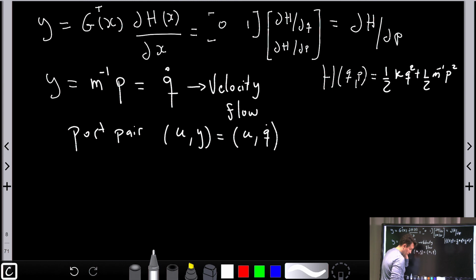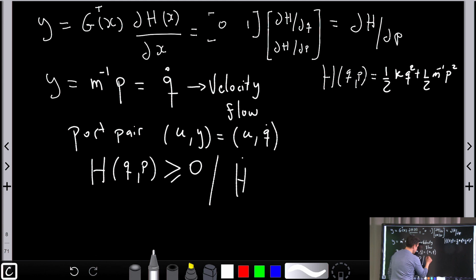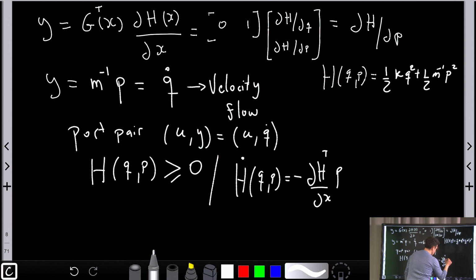And one of the particular characteristics of a port-Hamiltonian system is the following. Our Hamiltonian function is going to be always positive or zero. And if we compute the time derivative of this function, and I will let you prove this, then this is going to be equal to the derivative of H with respect to x transpose R times dH with respect to x, plus the input of the system multiplied by the output.